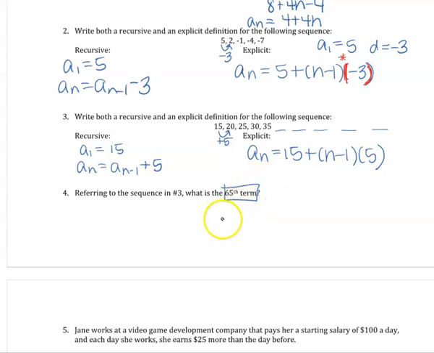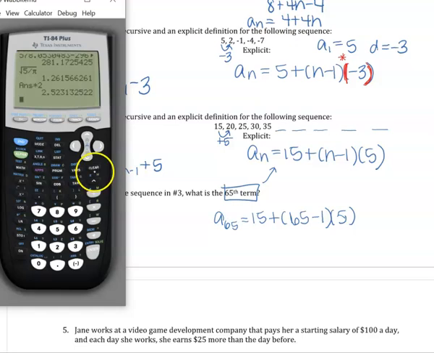I am simply going to say a sub 65 equals, and I'm going to plug into this formula. So 15 plus 65, which is the 65th term, minus 1 times 5. And then I can just go to my calculator. Okay, so 15 plus 65 minus 1 times 5, 335.